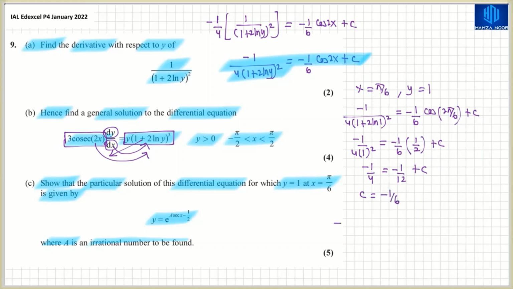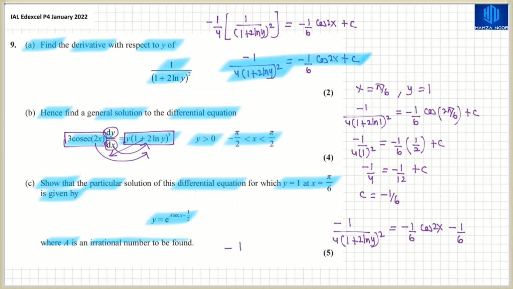So this means that the particular solution is minus 1 over 4 times 1 plus 2 ln y whole squared, and this is equal to minus 1 over 6 multiplied by cos 2x minus 1 over 6. Okay, so far we have achieved this, and now what we need to do is make y the subject over here.